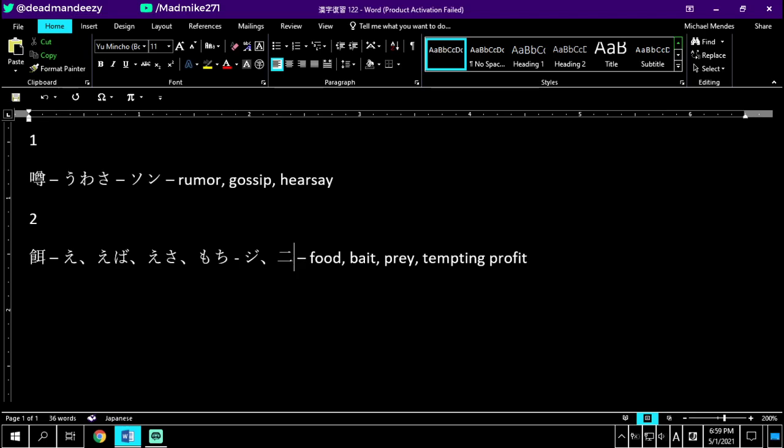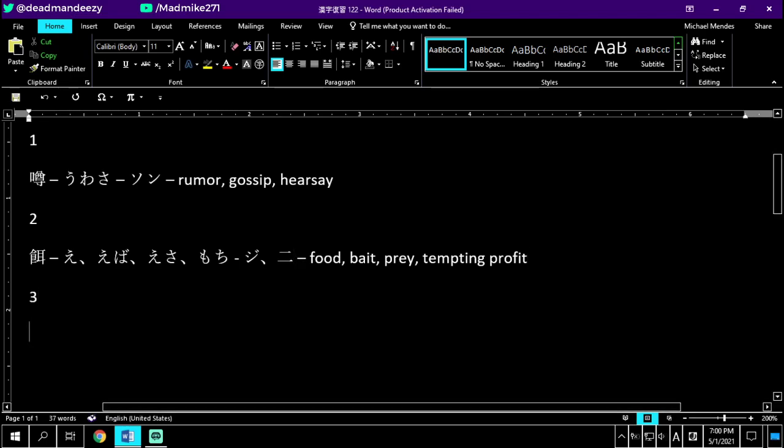Food, mochi, eba, esa, ji or ni. Food, or the dog hears the food. Baited. Baited by the sound of food. Food or bait. That's number 2.